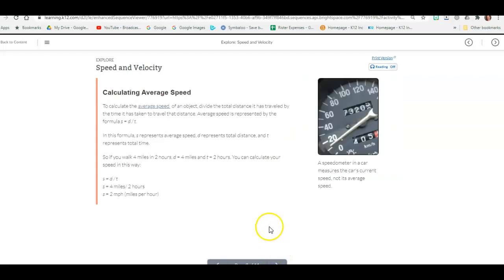So if we're looking at calculating average speed, to calculate the average speed of an object, you divide the total distance traveled by the time it takes to travel that distance. So again, we're using this formula, distance over time. In the formula, S represents speed, D represents total distance, and T represents total time. So if you walk 4 miles in 2 hours, D equals 4 miles and T equals 2 hours. So you could also calculate your speed this way. So here you're able to see that. And again, you want those formulas and sample problems in your notes.